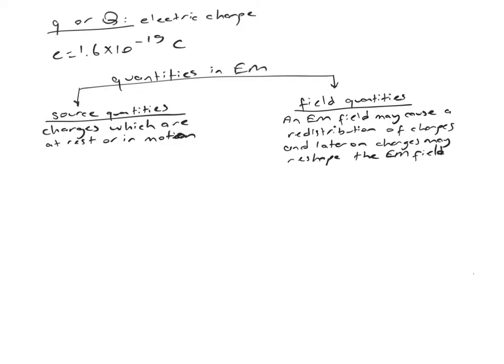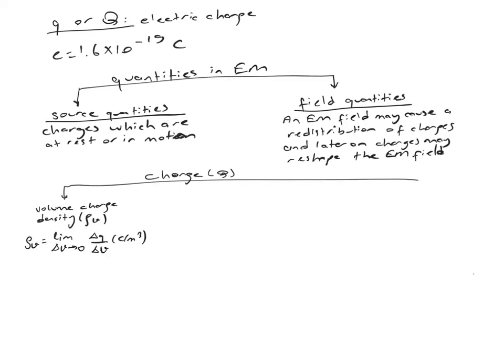There are 3 kinds of charge distribution in electromagnetics that we will use in our calculations. First one is volume charge density. It is denoted by rho sub v. Rho sub v is equal to limit as delta v goes to 0 of delta q over delta v, which is infinitesimal charge over infinitesimal volume, and its unit is coulomb over meter cube.